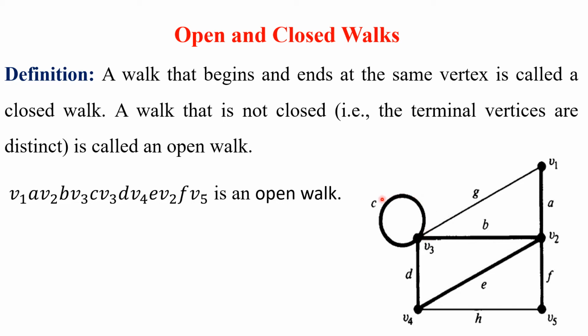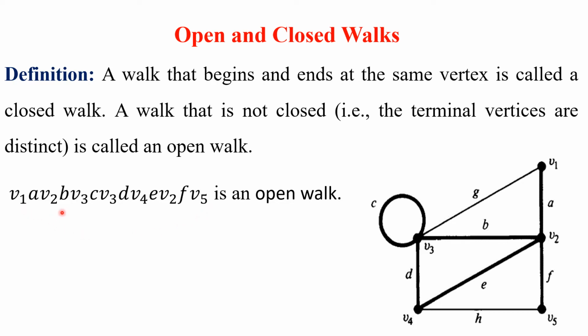Now V3 to C, again it comes to V3, next it goes to V4, edge is D, V4 to V2 connected by edge E. Next V2 to V5 connected by the edge F. So this is an open walk which starts from V1 and ends with the vertex V5. Here V1 and V5 are distinct terminal vertices, and therefore this is an open walk.